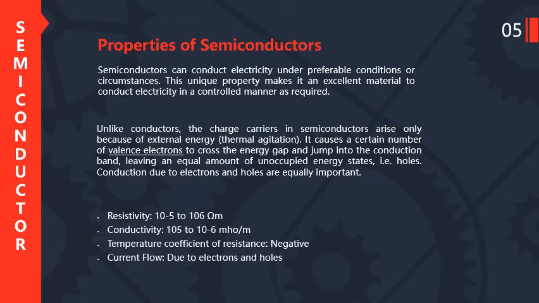The resistivity of the semiconductor lies between 10^-5 to 10^6 ohm-meter. Conductivity of the semiconductor is 10^5 to 10^-6 mho per meter. Temperature coefficient of resistance is negative, and the current flow in a semiconductor material is due to electrons and holes. The main reason for the current flow is free electrons and holes in a semiconductor material.